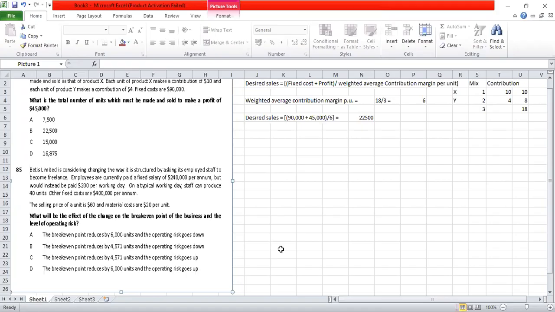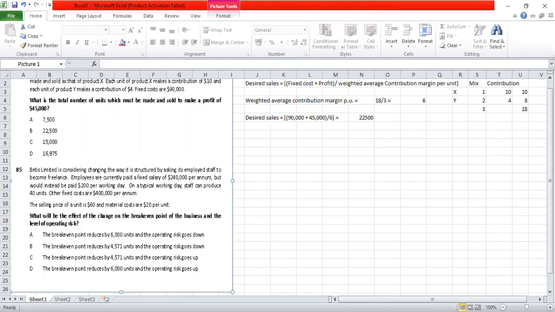On a typical working day, staff can produce 40 units. So according to the predicted production, the wages will be paid as the number of working days into the per day rate of $200. So they're moving from fixed to variable cost. The selling price is 60. The other cost, apart from labor cost, the material cost, is 20 per unit.